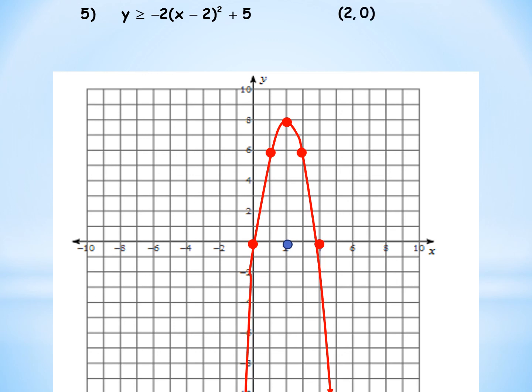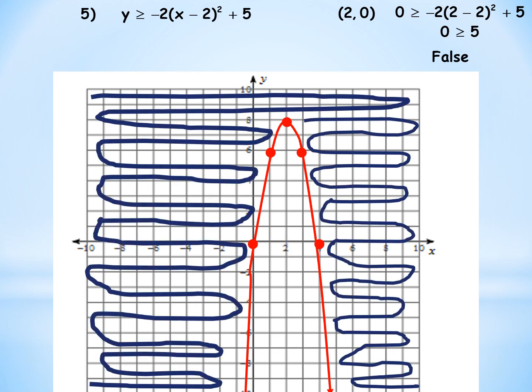I'm going to plug that x and y into my equation. I'm going to find out if I have a true or a false statement. 0 is greater than or equal to 5. Well, that's a false statement, so I know that the numbers in here cannot be part of my solution. So I know that my solution is going to be everywhere else.